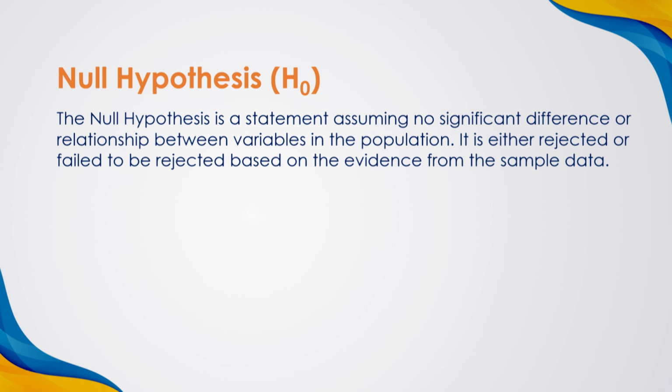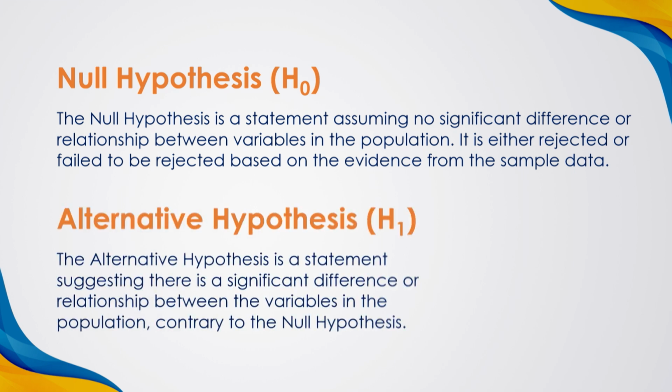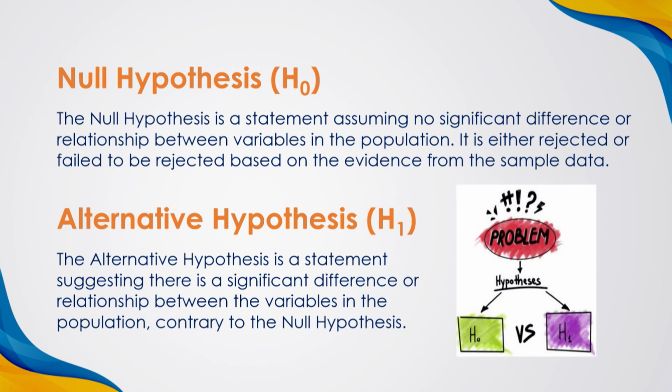Null hypothesis. The null hypothesis is a statement assuming no significant difference or relationship between variables in the population. It is either rejected or failed to be rejected based on the evidence from the sample data. Alternative hypothesis H1. The alternative hypothesis is a statement suggesting there is a significant difference or relationship between the variables in the population. It is also contrary to the null hypothesis.